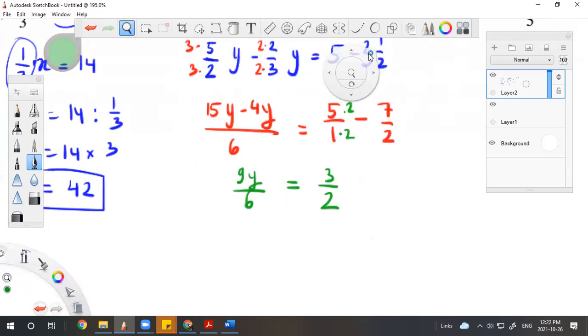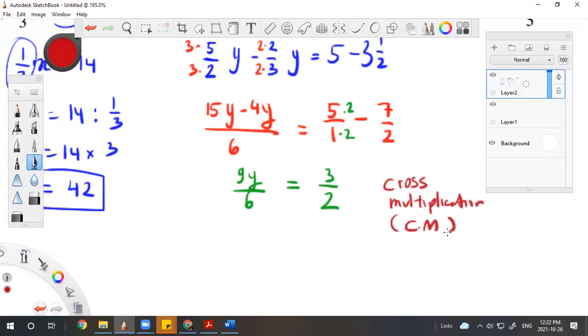Now, the challenge is in this part. So I will introduce you to cross multiplication. Or I can call it CM, cross multiplication. So the 6 on the left side is division, right? And the 2 on the right side is division also. So in order to annihilate the division, what we can do now is try to move the 6 to the right hand side and the 2 to the left hand side. That's called cross multiplication.